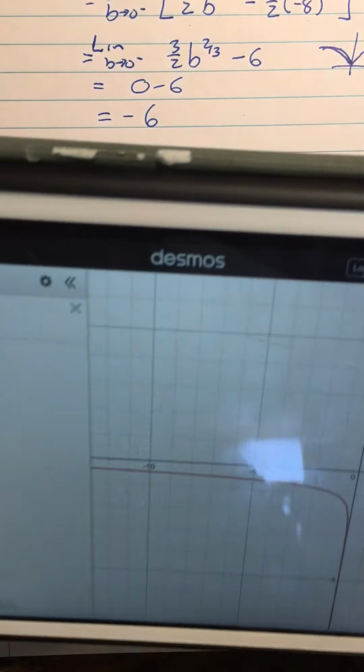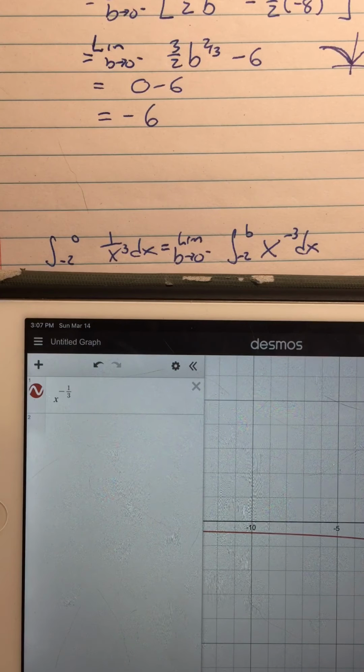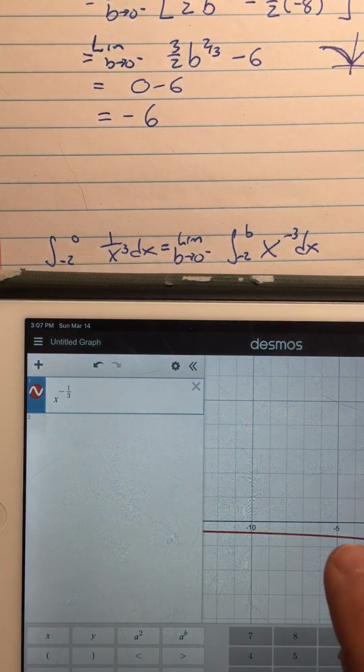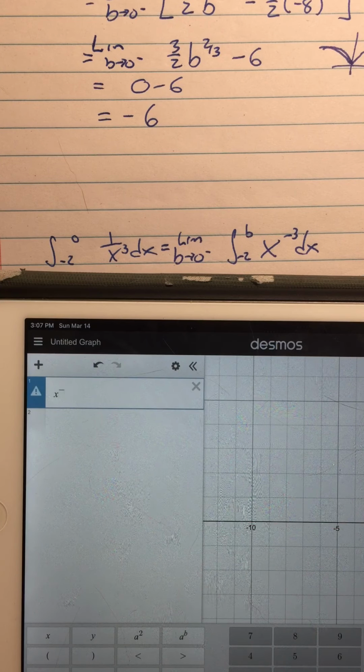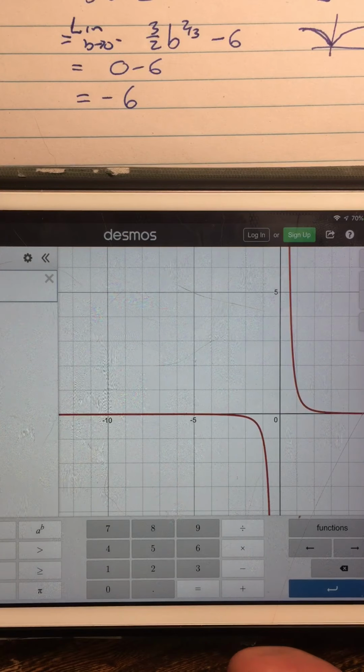So if I look at this graph and I want x to the negative third this time instead of x to the negative 1/3. So let's see if we can get up there. x to the negative third, right? So understandably, it looks like that.